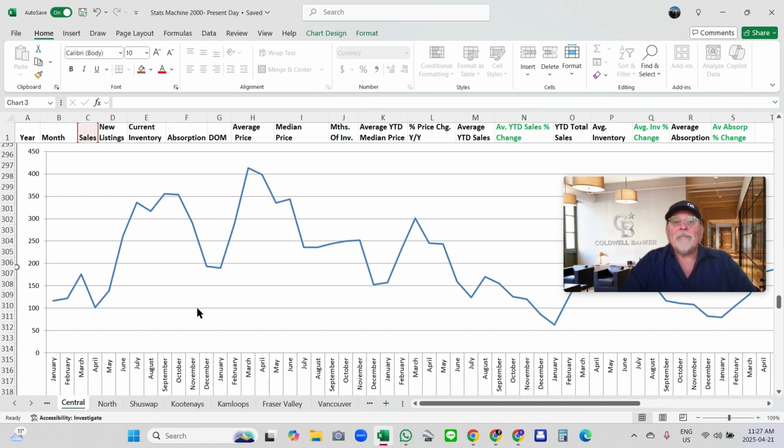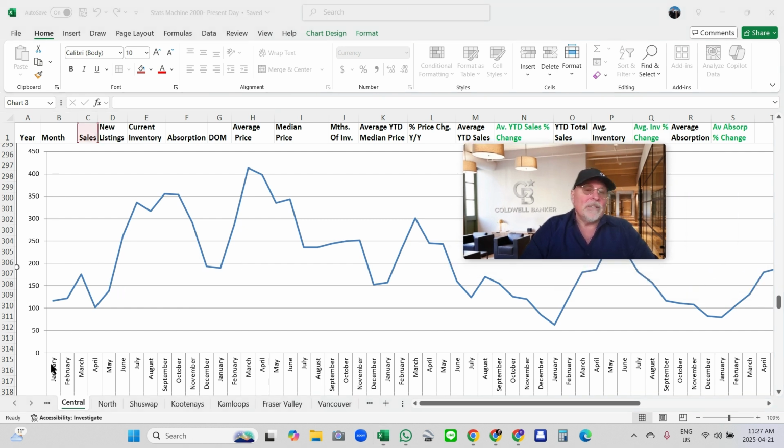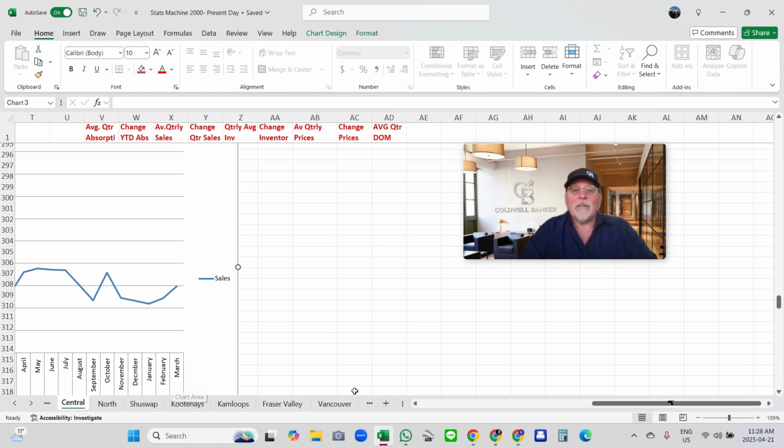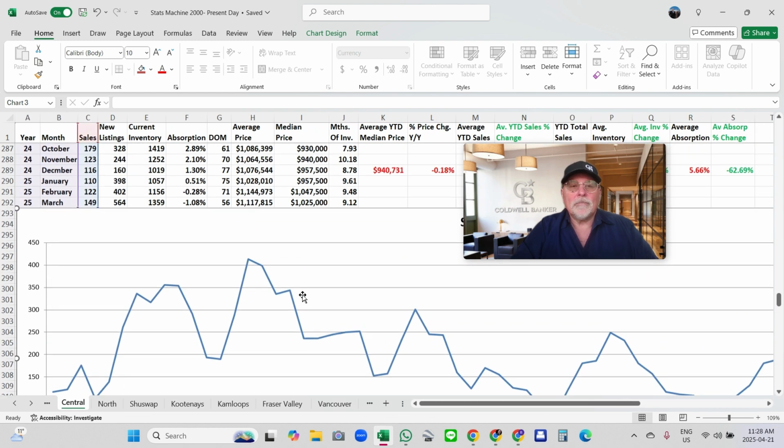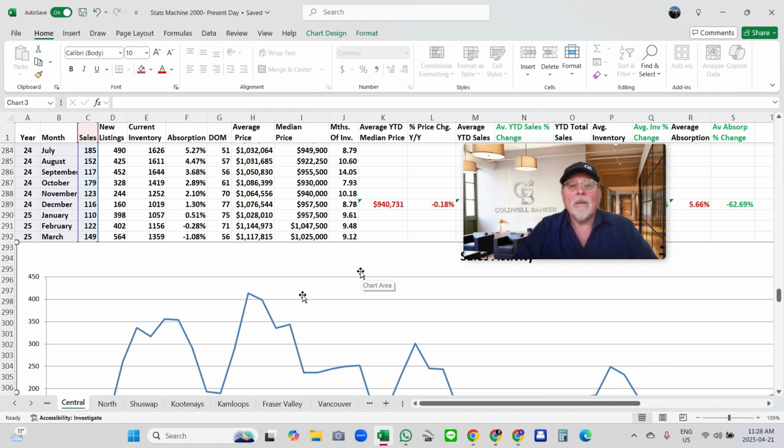I go down to the graph, and that is the graph of sales between January 2020 and today, March of 2025. And as you can see, it's over here, January of 2020, all the way over to March of 2025. And you can do that with any one of these columns.